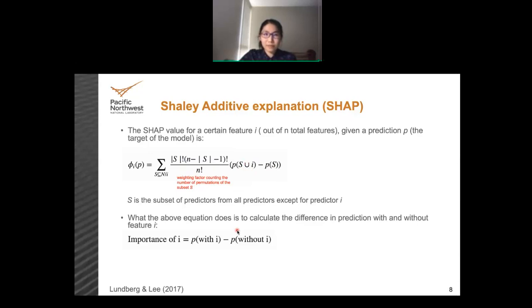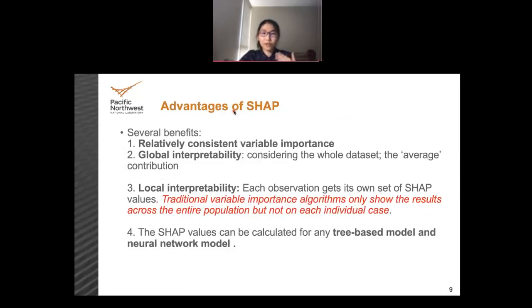So that's SHAP. And then just an overview of the advantages of SHAP. It has a relatively consistent variable importance. It has both global and local interpretability. And the SHAP interpretation can be applied to both tree-based models and neural network models. So it's pretty useful and powerful. Okay.